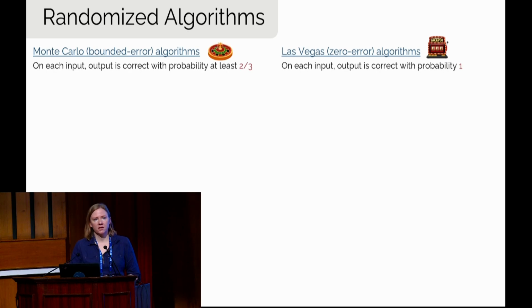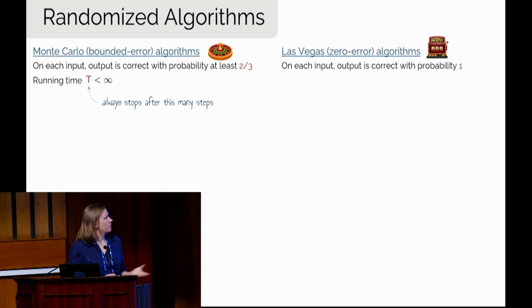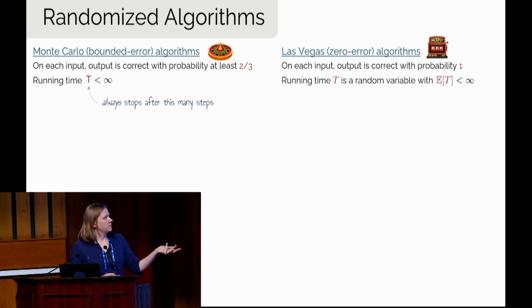However, the condition for the time complexity is more relaxed for Las Vegas algorithms. For Monte Carlo algorithms, there's some running time t after which the algorithm must always halt, so there must be a finite running time. This t is what we call the running time, and it's the measure of complexity of a Monte Carlo algorithm. In contrast, a Las Vegas algorithm's measure of complexity is the expected running time. Generally the running time is a random variable, and its expected value must be finite.